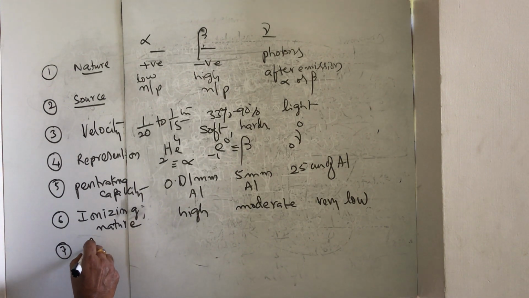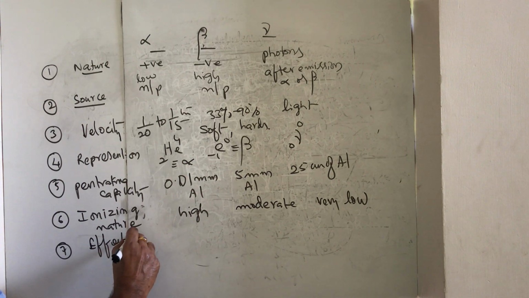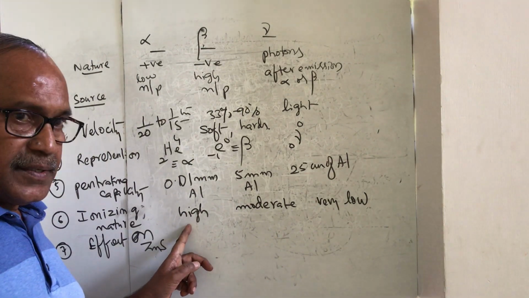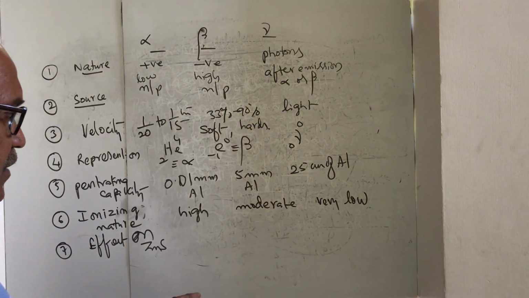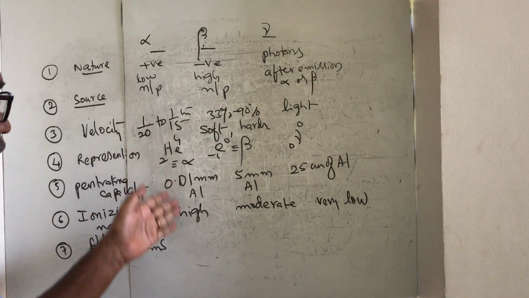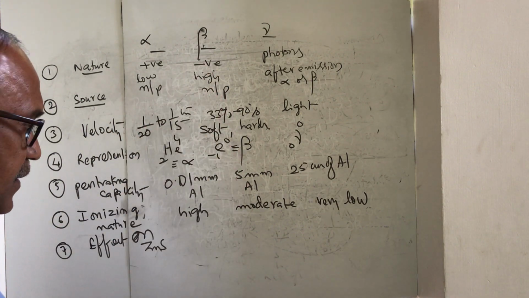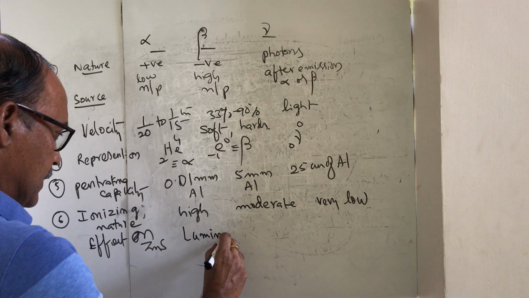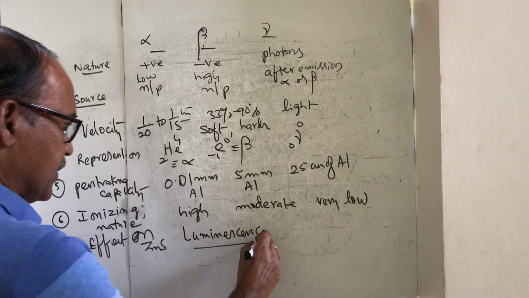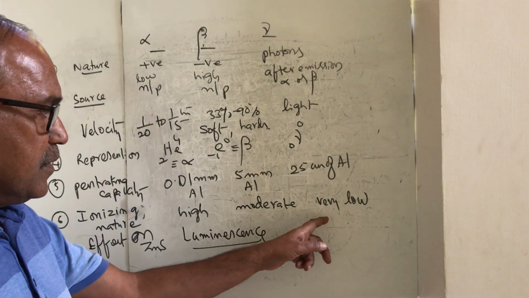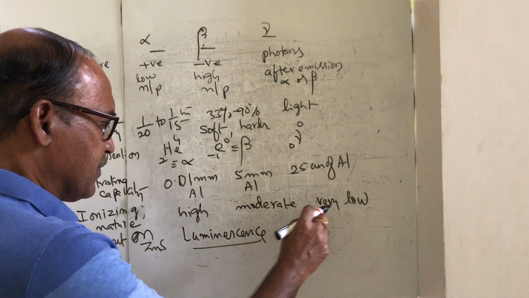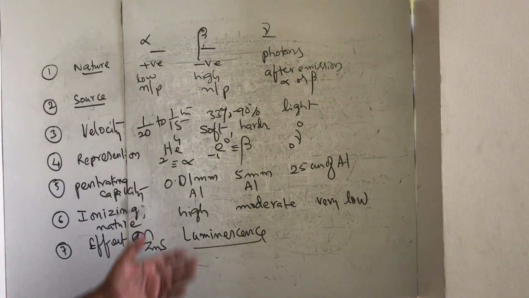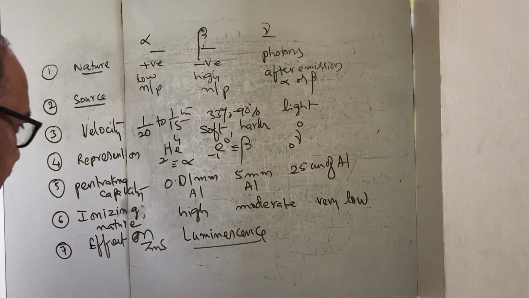Here, effect on zinc sulfide screen. Luminescence is noticed and sparking is noticed. Based on that we can identify the number of alpha particles. Similarly, here also the number of beta particles emitted. Luminescence is found in both cases. Here it is found, but very, very less significant. So sparkings are noticed, and based on that the number of alpha particles and beta particles are identified.